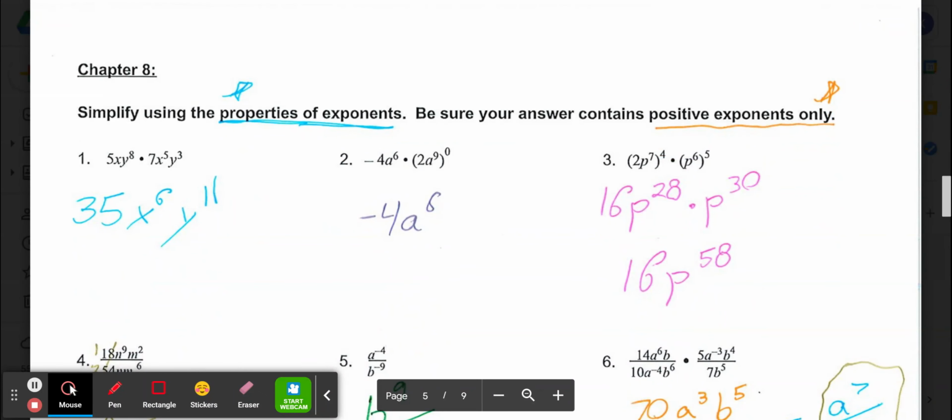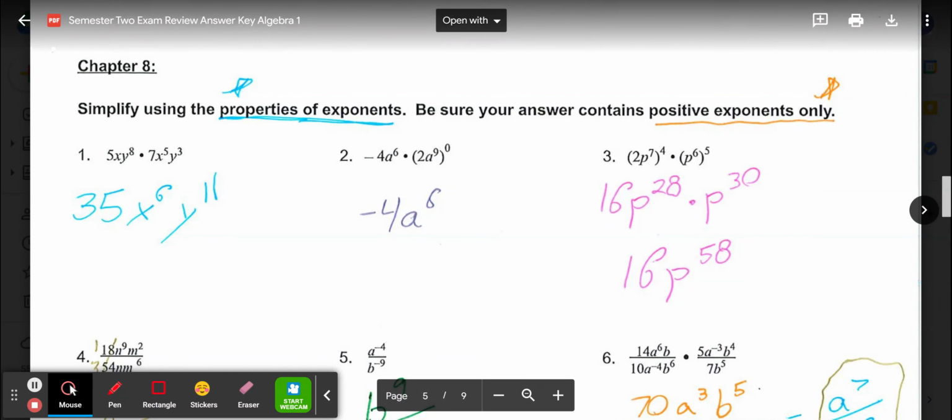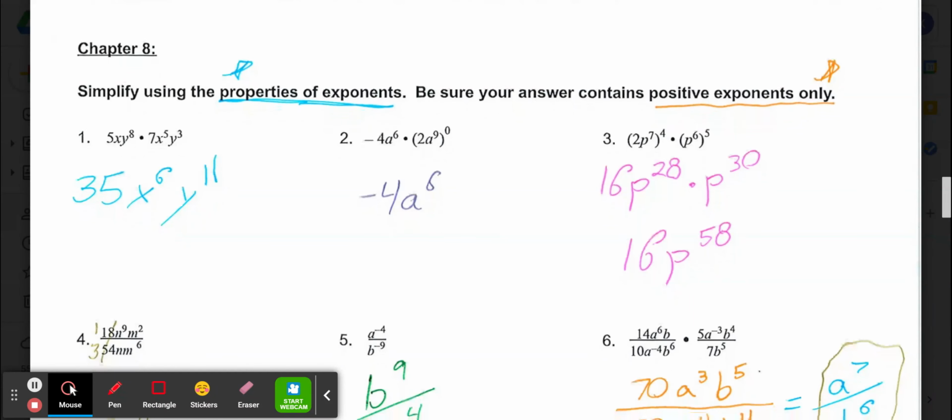Chapter 8, Rules of Exponents. So now remember, exponent times an exponent. So like y to the 8th times y to the 3rd, we add the powers. Then, with the coefficients out in front, we just multiply as normal. Anything to the 0 power is 1, so then we'd have a -4a to the 6th.